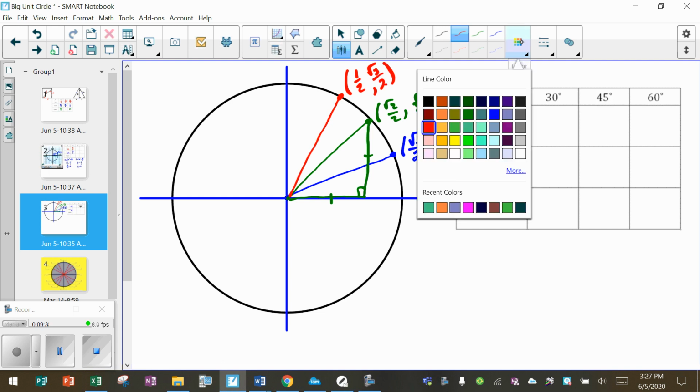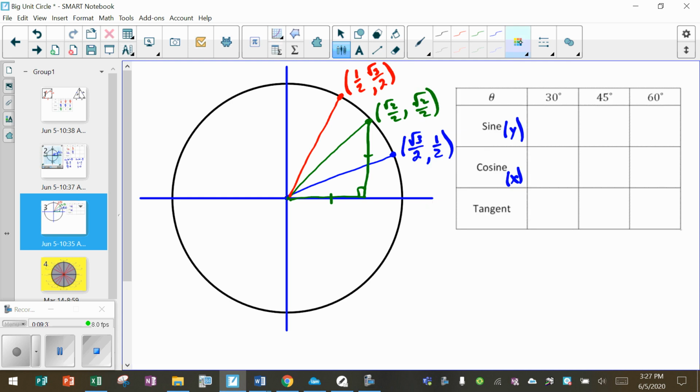So then what happens if we keep going? Well, what happens is we get to 90 degrees. So measured from the positive x-axis up to the y-axis, we get a 90-degree angle. And we already talked about how the coordinates at that point would be an x value of 0 and a y value of 1. This means that the cosine of 90 degrees is 0. That's the x-coordinate. And the sine of 90 degrees, the y-coordinate, would be 1.